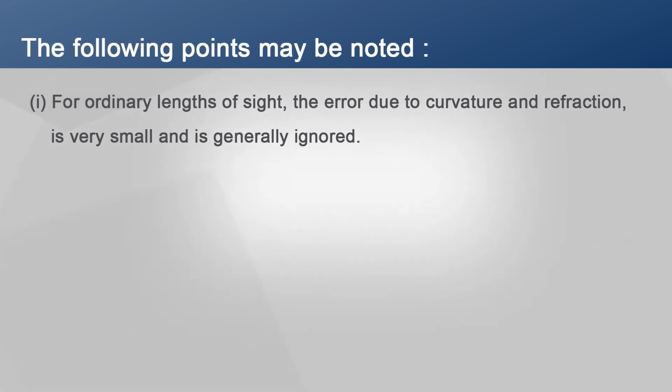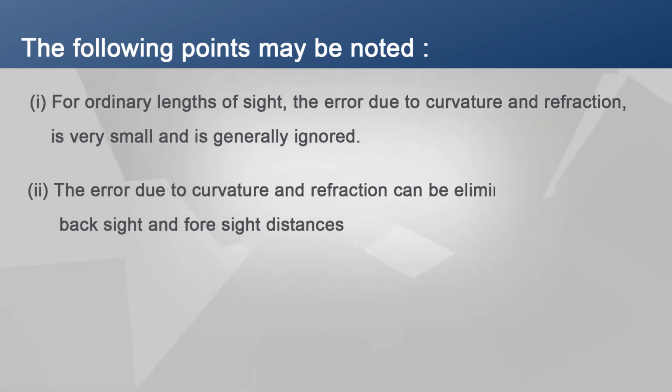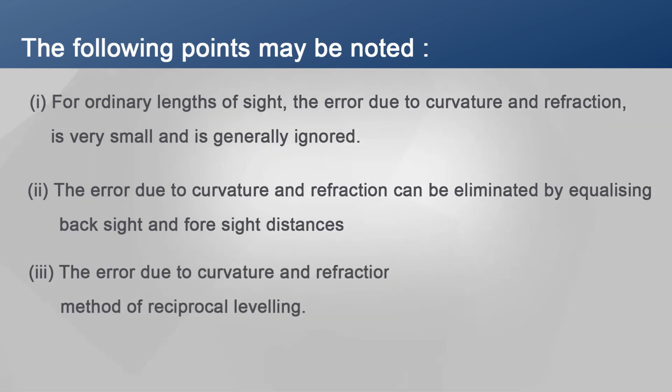From a note point of view, the following points should be noted. Firstly, for ordinary lengths of sight, the error due to curvature and refraction is very small and is generally ignored. Secondly, the error due to curvature and refraction can be eliminated by equalizing the back sight and foresight distances, that is by balancing the sights. Thirdly, the error can also be eliminated by the method of reciprocal leveling, which we will be dealing with in our later sessions.